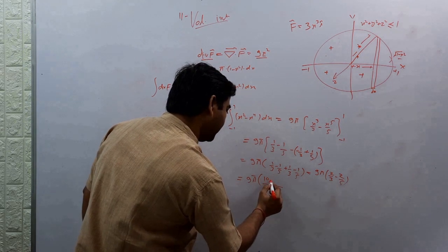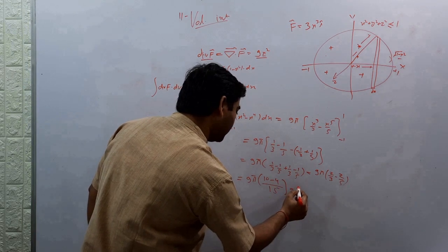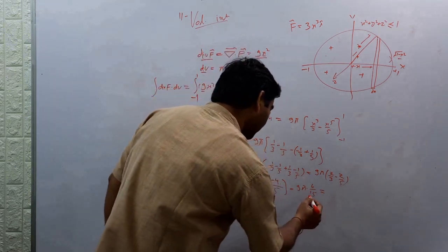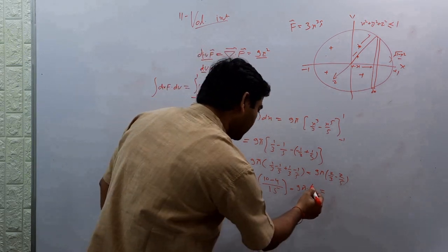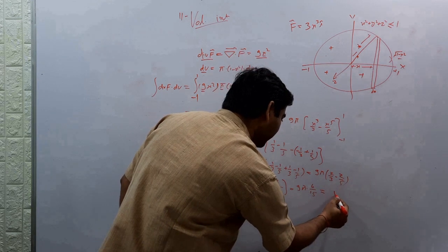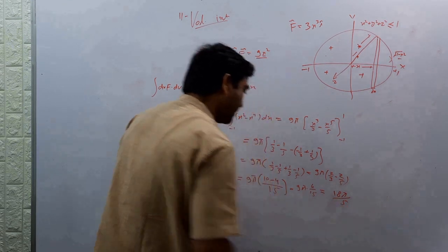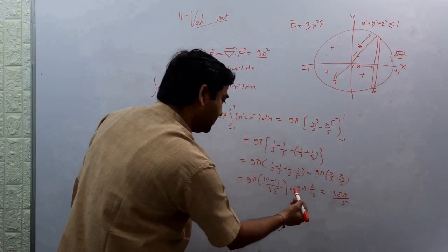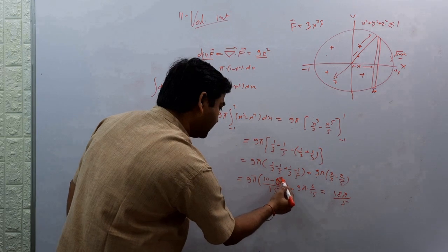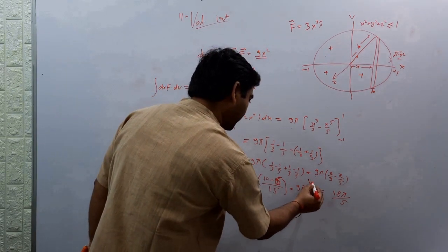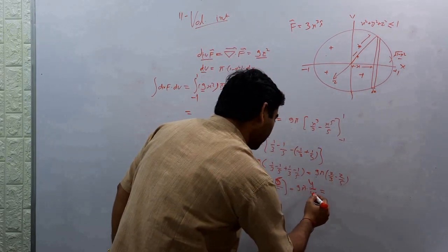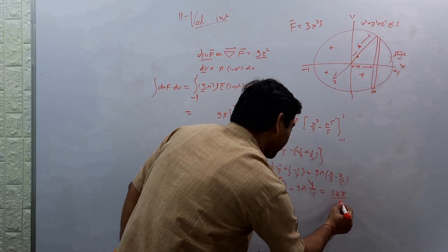[(10 minus 6) by 15]. Here it will be 6 actually, so here it will be 4, and it will be equal to 12 pi by 5.